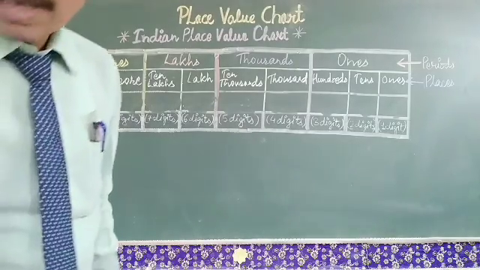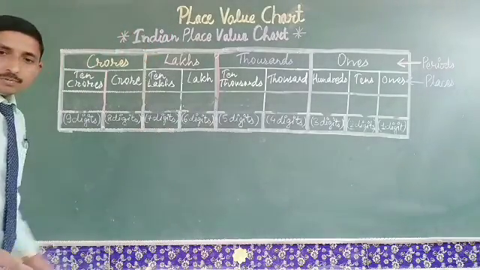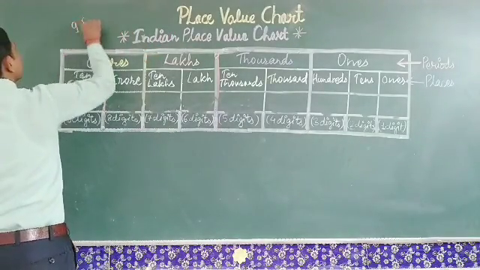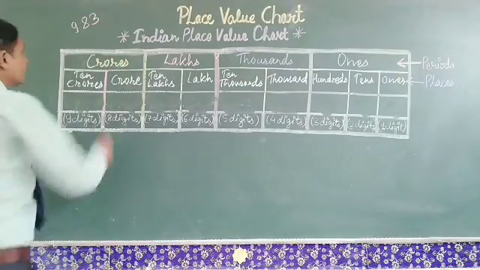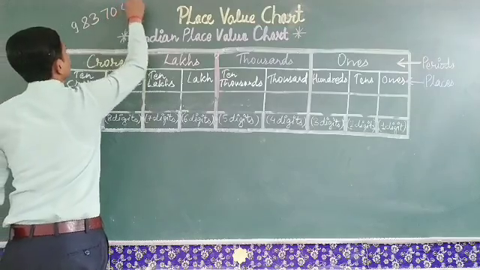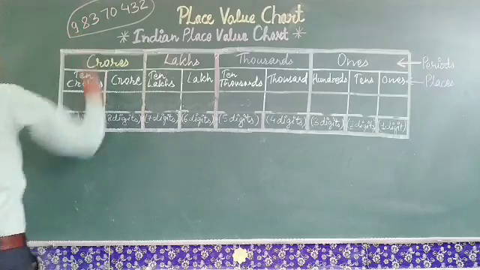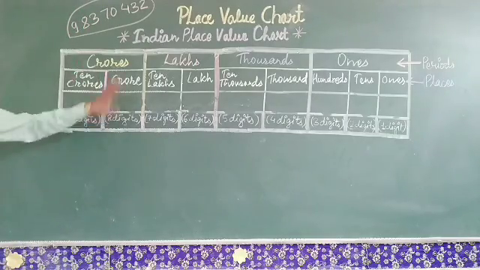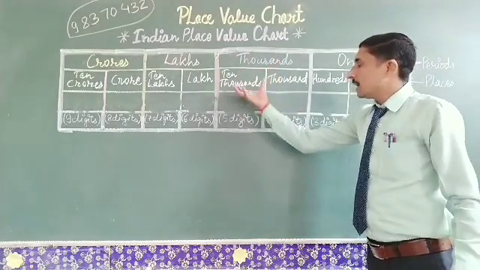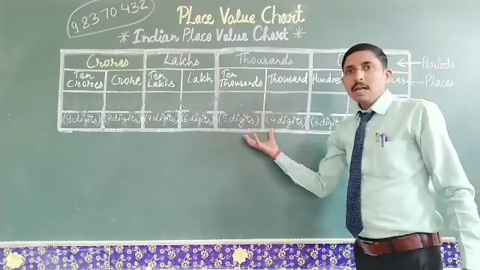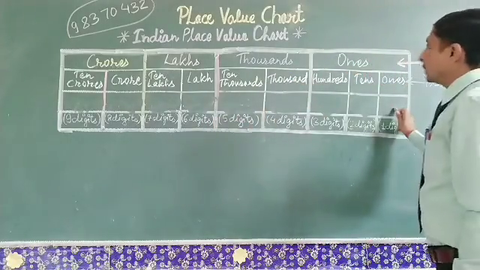So first of all, let's consider a number, for example 983 70432. This is the number given and we have to put it in the Indian place value system chart. First of all we have to prepare this chart, and after preparing it, we have to start from ones place.